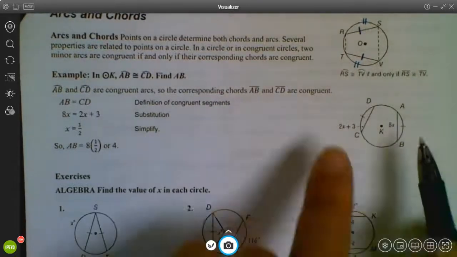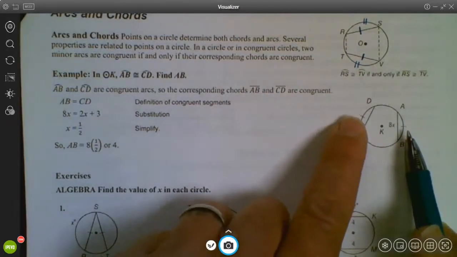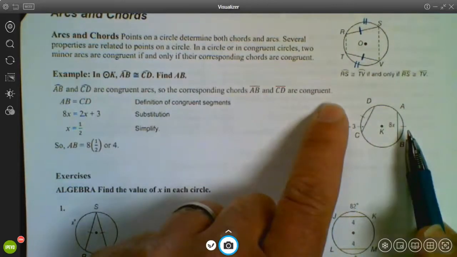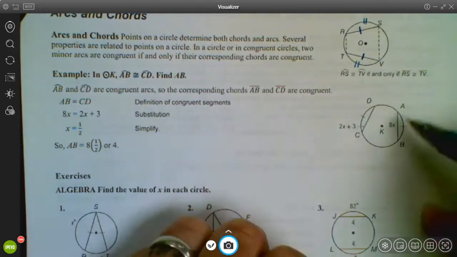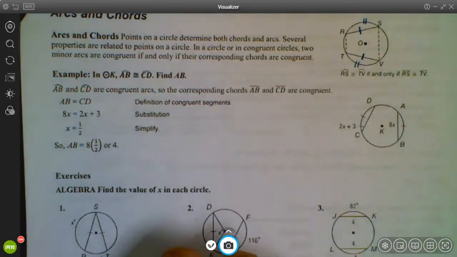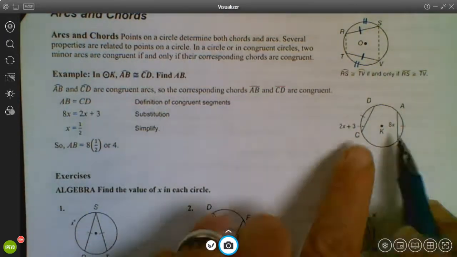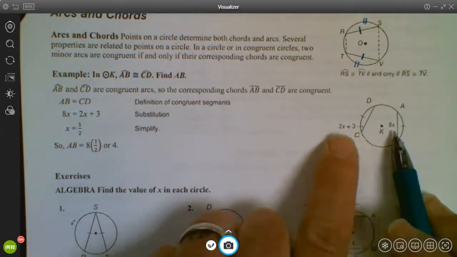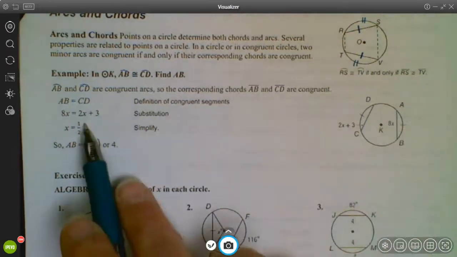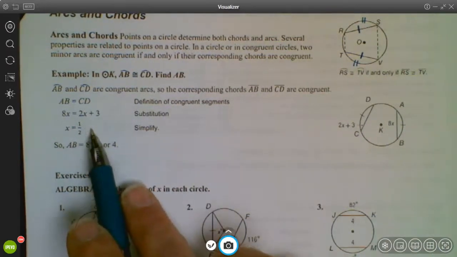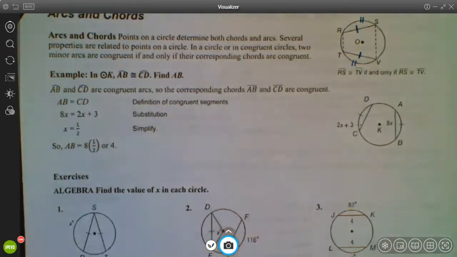So as you look at this, you can see that it was given information that these two arcs are congruent to each other. So they said that arc DC is congruent to arc AB. Therefore, we're allowed to say that the two chords are congruent. So 2x plus 3 must equal 8x. All right, and so that was the setup they used over here.